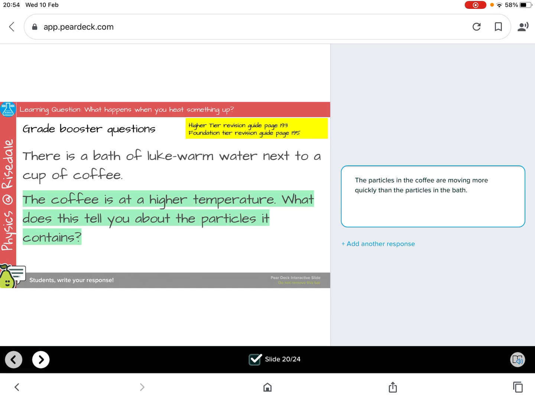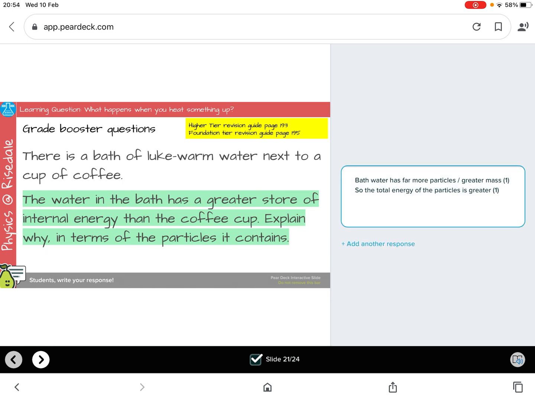Now, there's a bath of lukewarm water next to a cup of coffee, and the coffee has a higher temperature, which tells us that the particles it contains are moving faster or have higher kinetic energy than the bath. So this is similar to the first question about the hot gas and the cold gas.